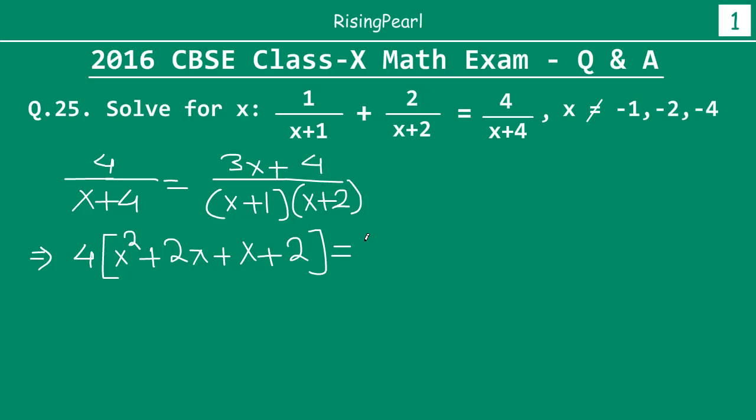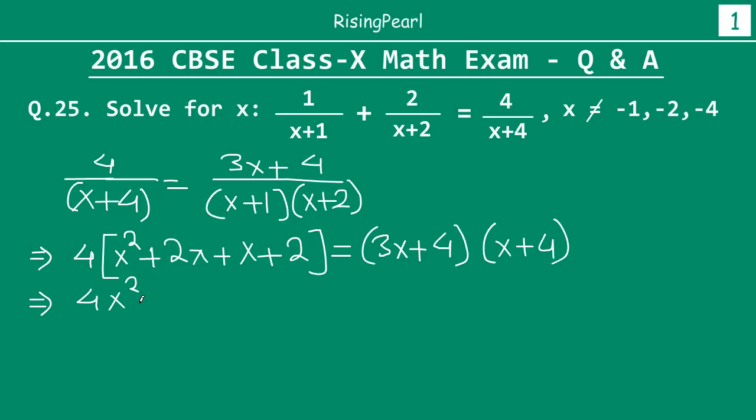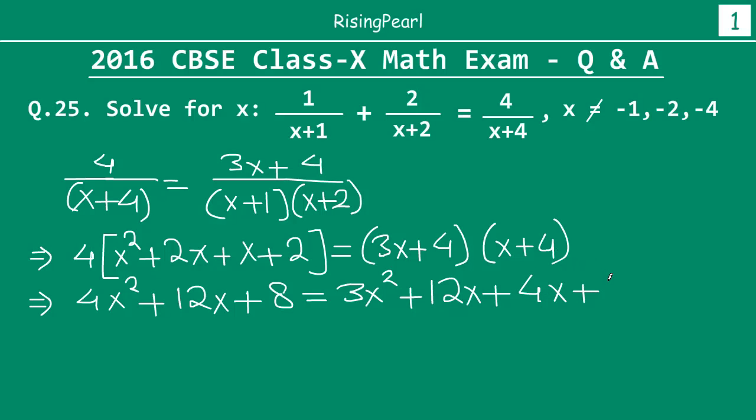On the left hand side we have this, and on the right hand side it will be 3x plus 4 times x plus 4. Let's open the bracket now. We have 4x squared plus, 2x plus x is 3x, and 3x times 4 is 12x, plus 4 times 2 is 8. Equal to, now let's see what we have over here: 3x times x is 3x squared, plus 3x times 4 is 12x, plus 4 times x is 4x, plus 4 times 4 is 16.